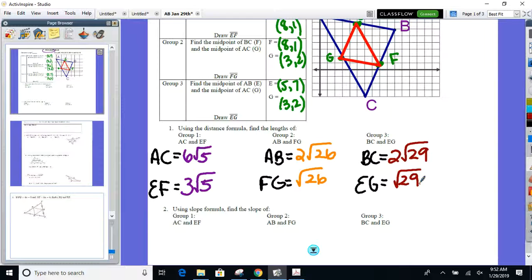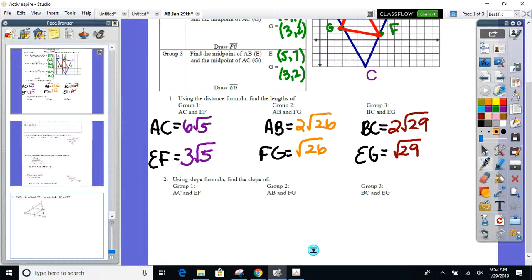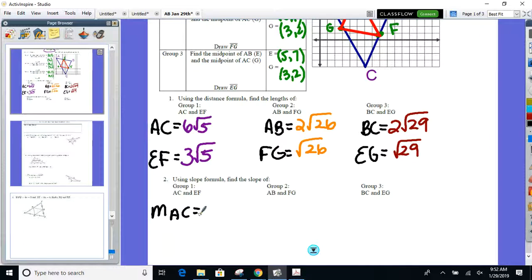Last thing I need you to do as a group. Now do the slopes. Rise over run. Here we go. Do the slopes for me. And hopefully you guys find a pattern with the slopes. So same mid-segment, same side of the original triangle, finding the slopes.